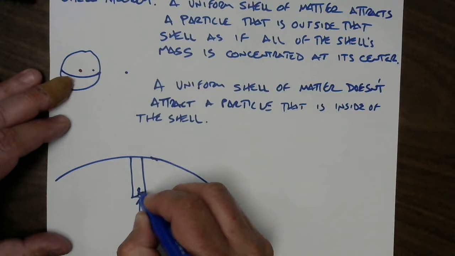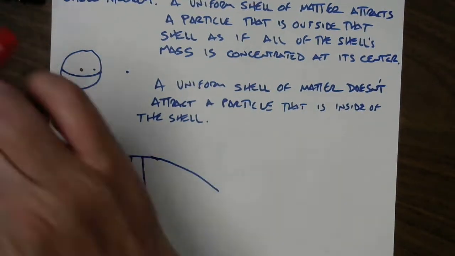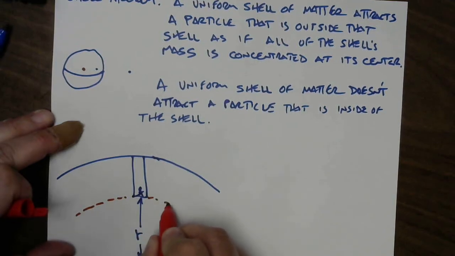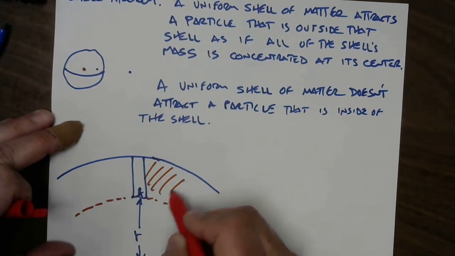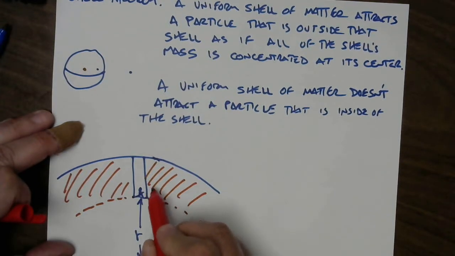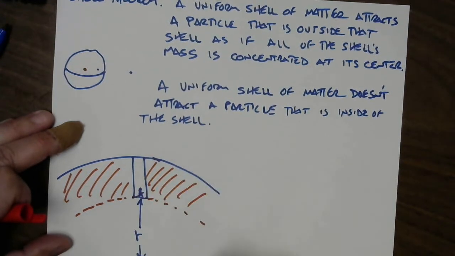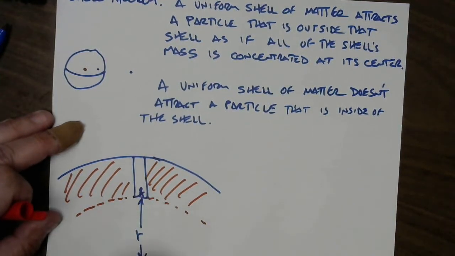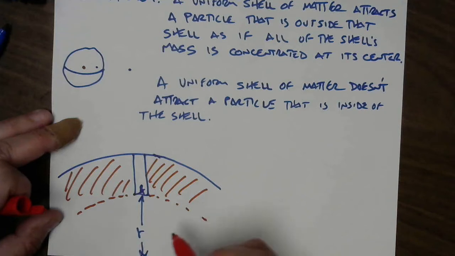So if you're standing at the bottom of this deep hole, this stuff above you does not attract you at all. Because for every bit that's above you pulling up, there's a bit on the other side of the Earth pulling down, and it all averages out to zero. Only the stuff interior to your location matters.